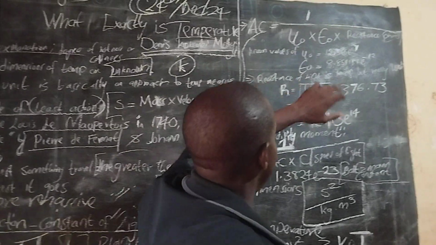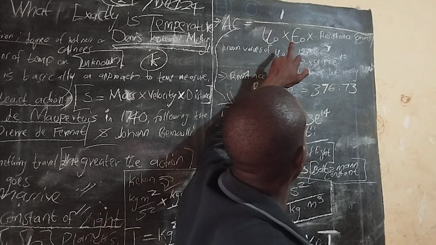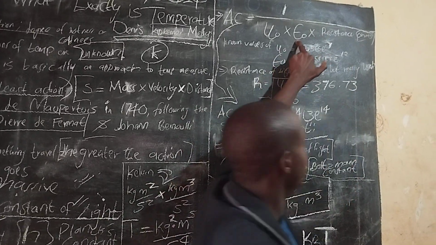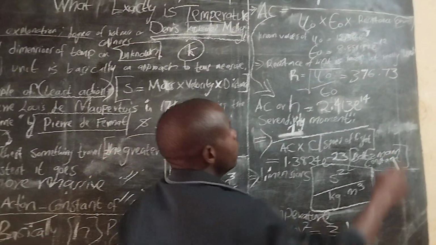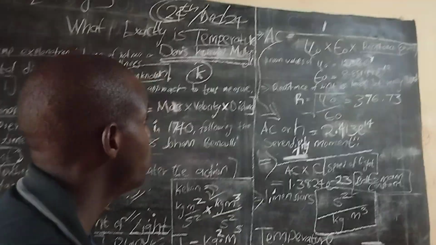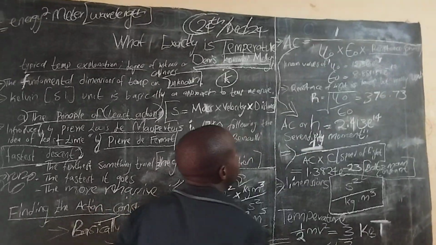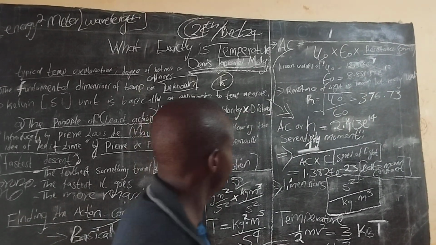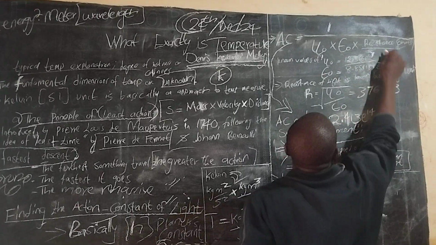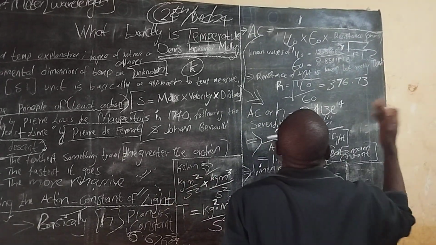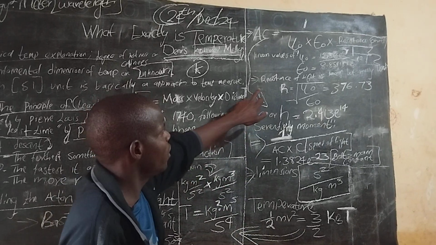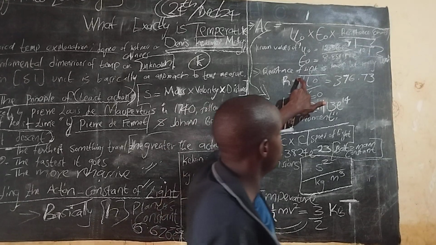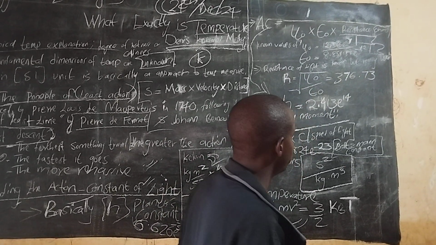The action constant of light is equal to 1 divided by this, the magnetic constant, and this, the electric constant, multiplied by the resistance of light. We know these values: the magnetic permeability and the electric permittivity, so the values are here. I've not put the units, but you can look for them. Now we need to find the resistance of light. It's a known value, but it is not commonly used.